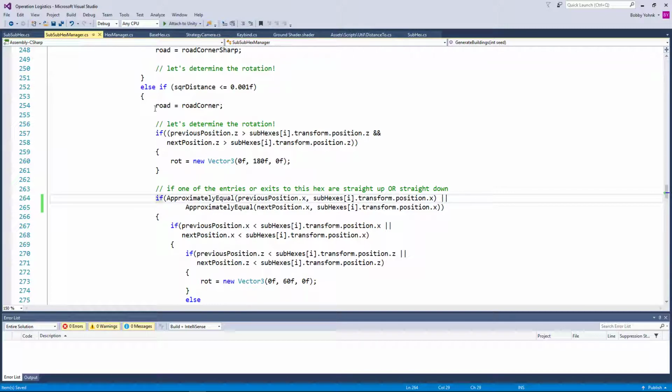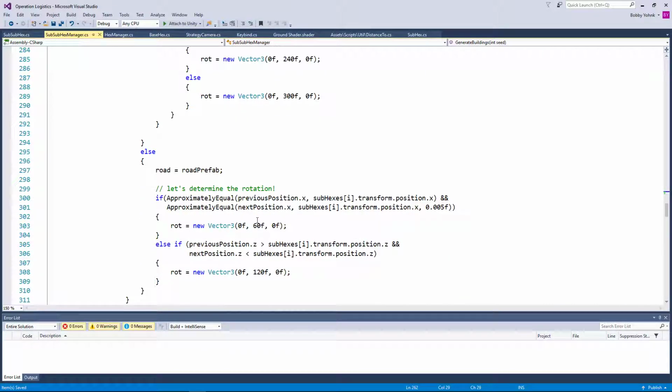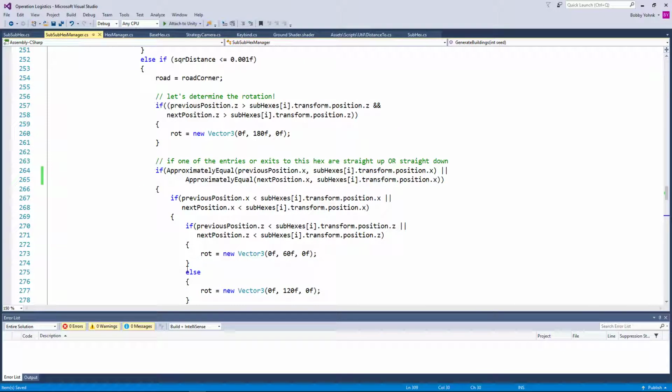So if previous position.z is greater than our z position, then we do this. And then down here, we're saying it would be 60 or 120. So if previous position.z is greater than and next position.z is less than, then we do this. Otherwise, if we're coming in straight. So this works here, but this isn't working.